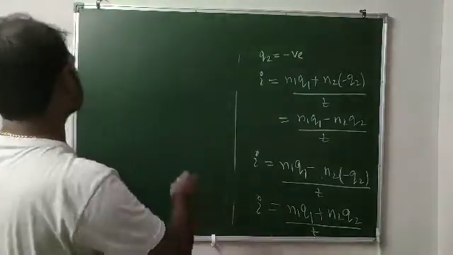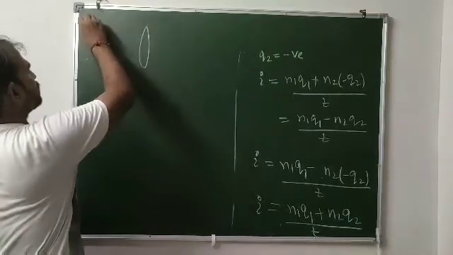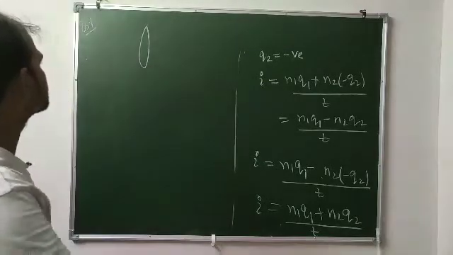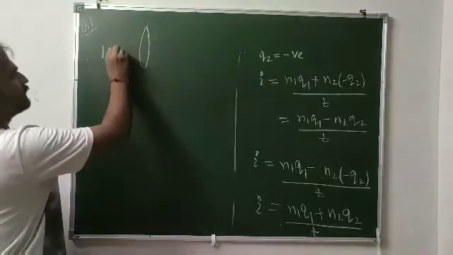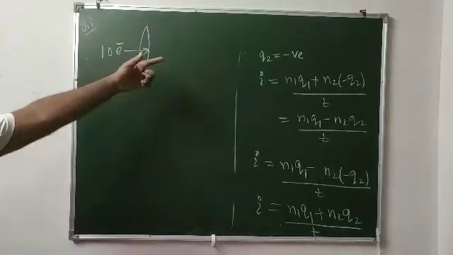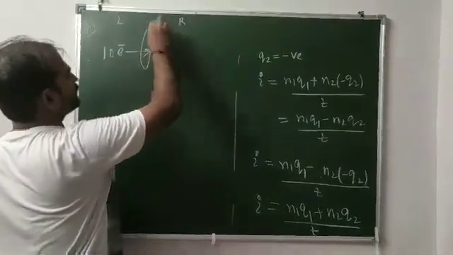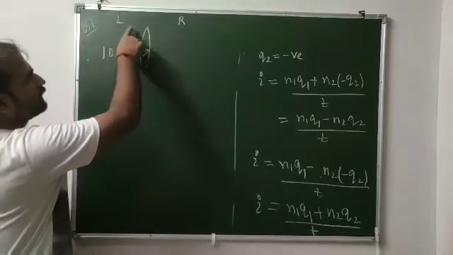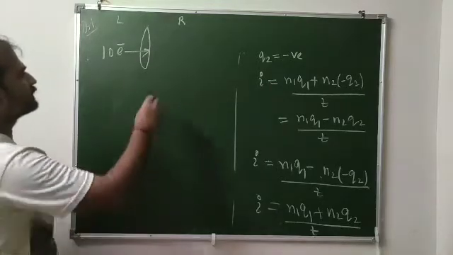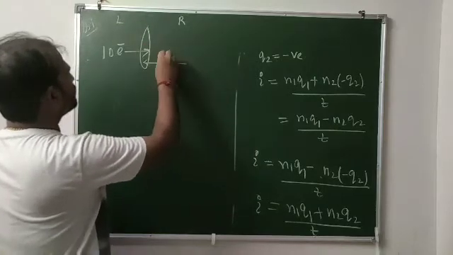Students, see here, this is the section of a wire. This is question 1. 10 electrons are passing through this section. More clearly, if you want to write, then left to right. So from left to right 10 electrons are going, and in the same way 10 electrons are going from right to left.